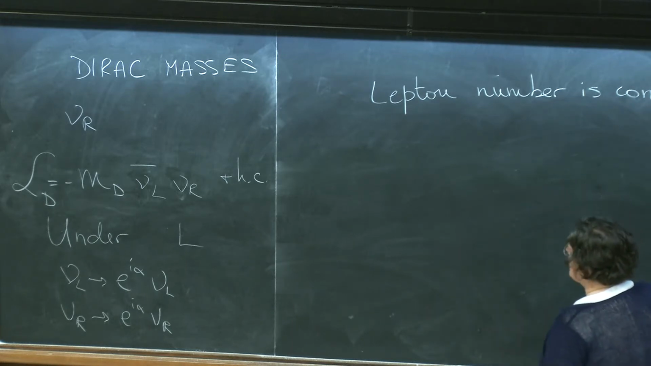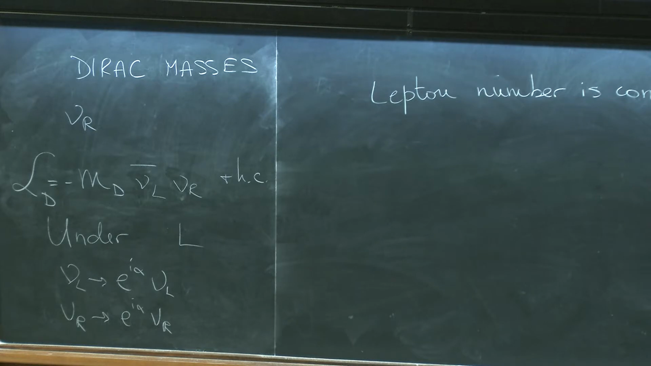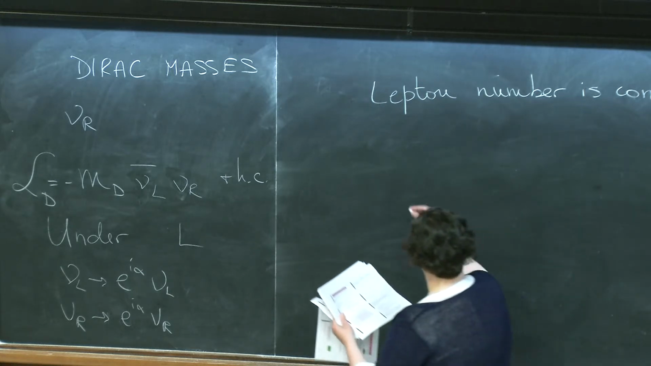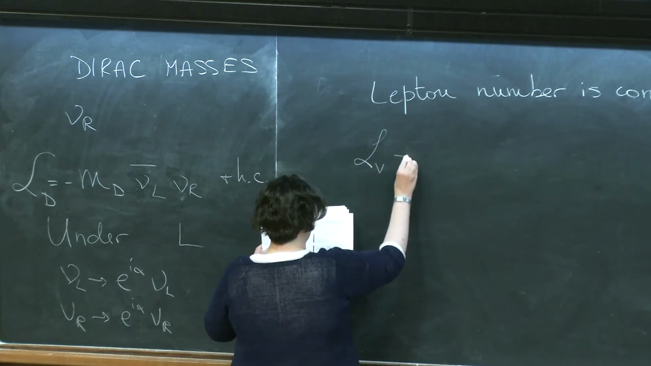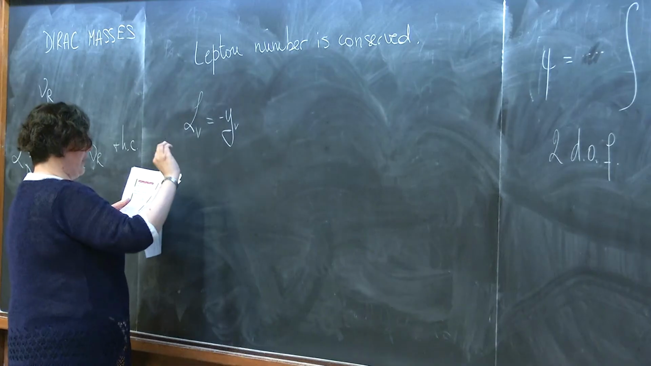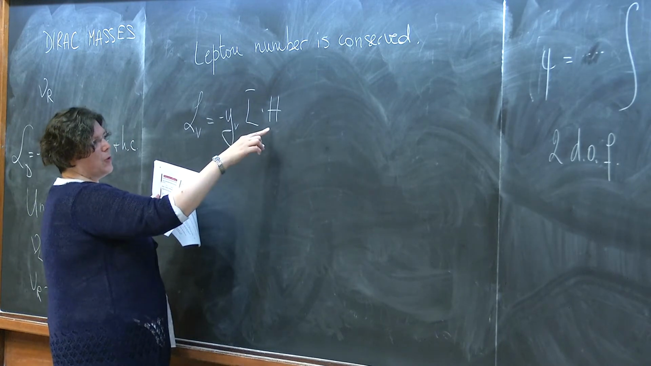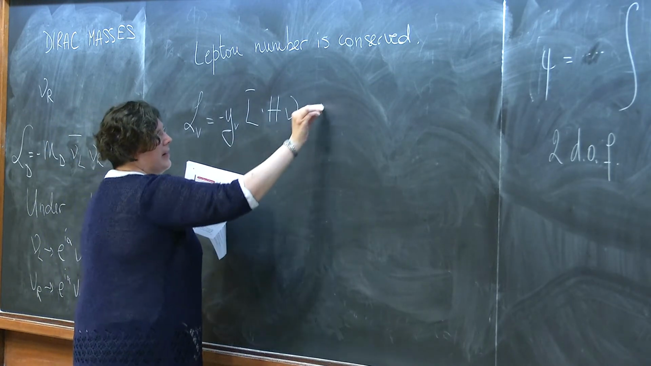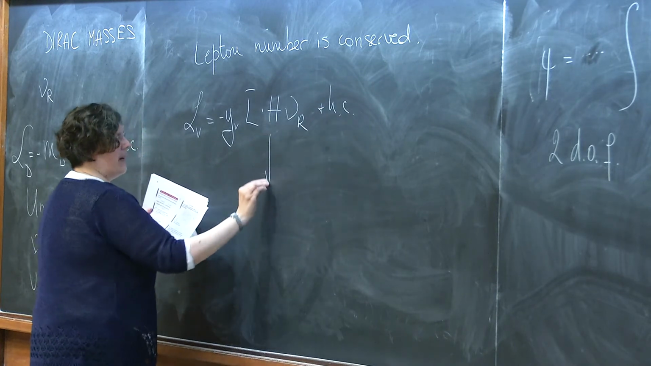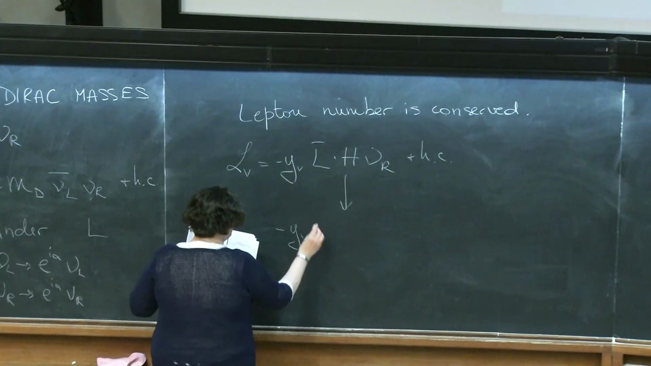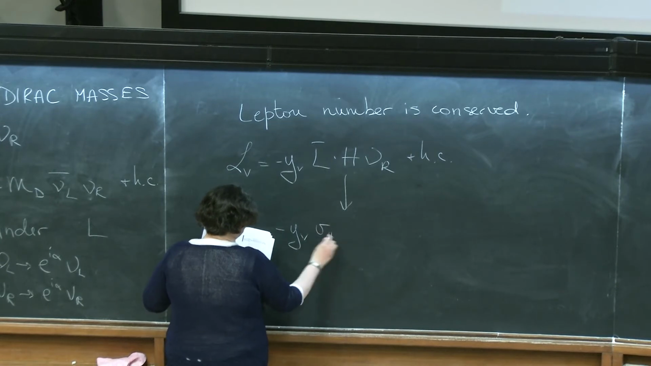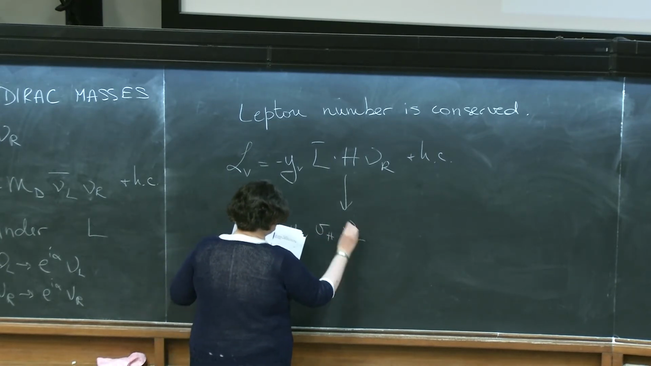So maybe let's discuss right away how this can arise in physics BSM. Very simply, I can introduce a coupling to the Higgs with a coupling Y nu. I'll couple the leptonic doublet to the Higgs and nu right. When the Higgs gets a VEV, this will give me exactly the Dirac mass for the neutrinos.